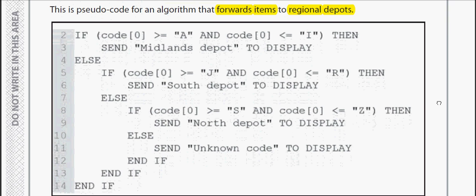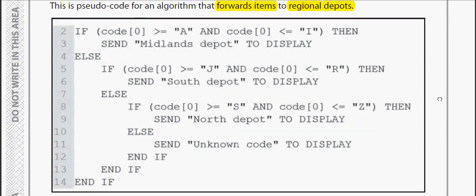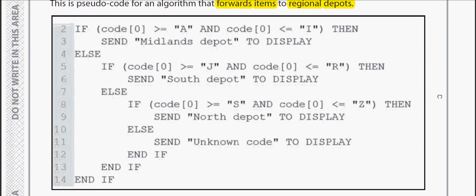Now, I want you to read the pseudocode first, translating it into proper English as it were, before you look at the question. So let's actually try and do that. I'm going to read this in English.